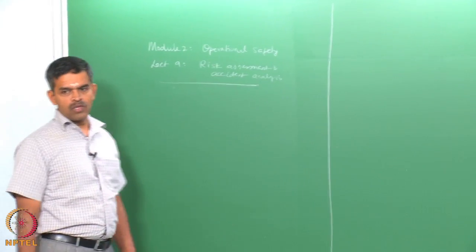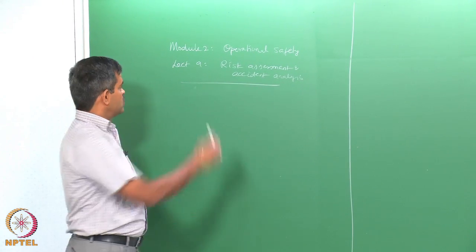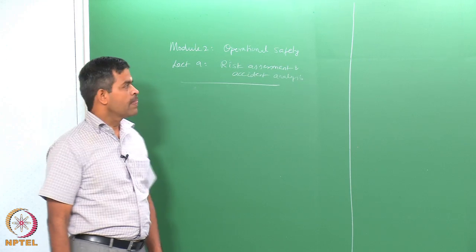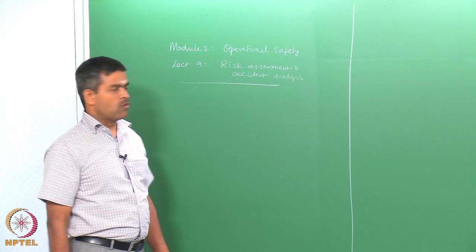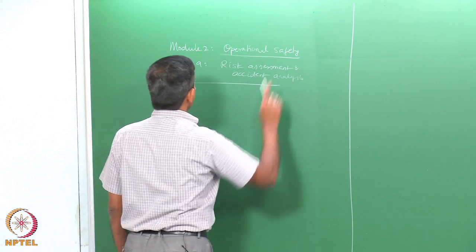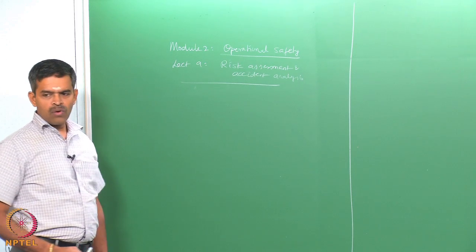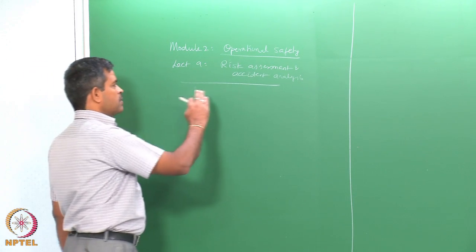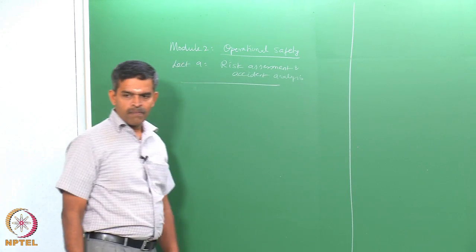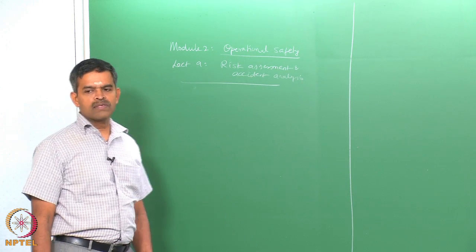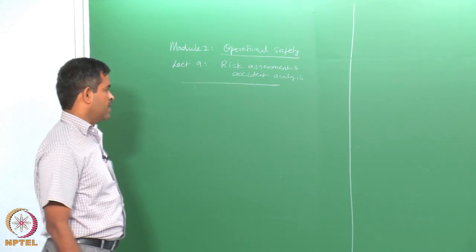I am sure you must have gone through the lectures on module 1 and of course 8 lectures on module 2 as well. In module 2, we are essentially focusing on operational safety. In this lecture, which is the 9th lecture in module 2, we are going to talk elaborately about risk assessment and accident analysis. Prior to that, we will also solve a small example on Frank and Morgan risk analysis.